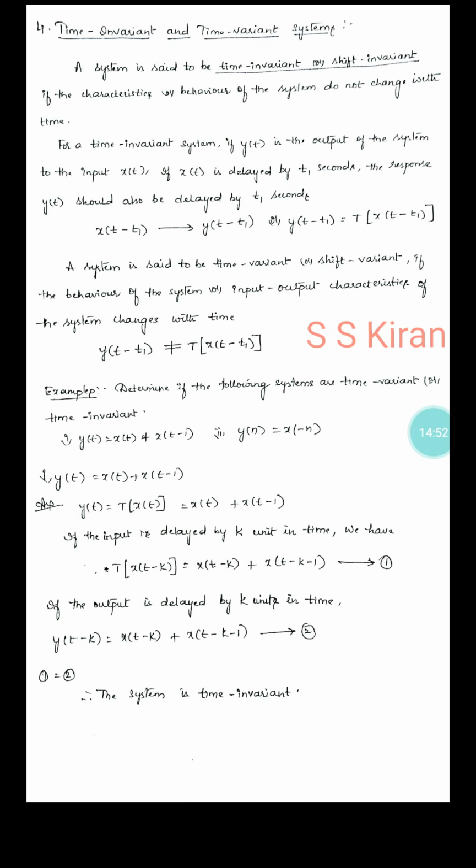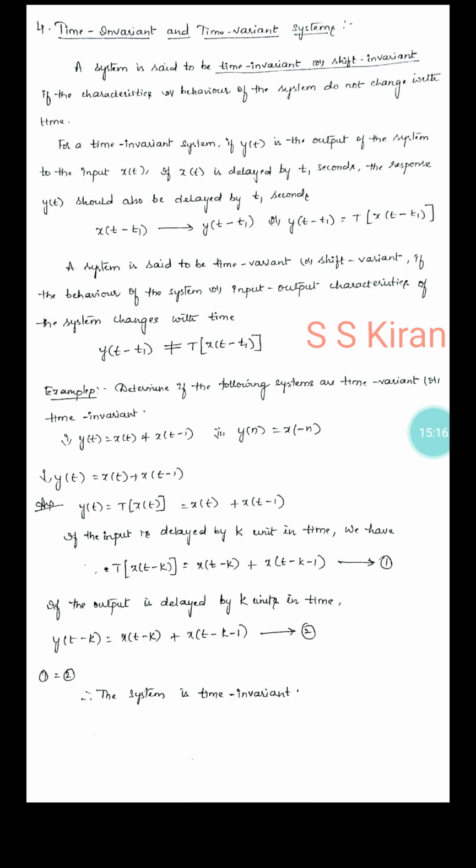In the first example, determine whether the following systems are time variant or time invariant. The first one, y of t is equal to x of t minus x of t minus 1. See the first one, y of t equal to the transformation of x of t, then x of t is equal to x of t minus 1.